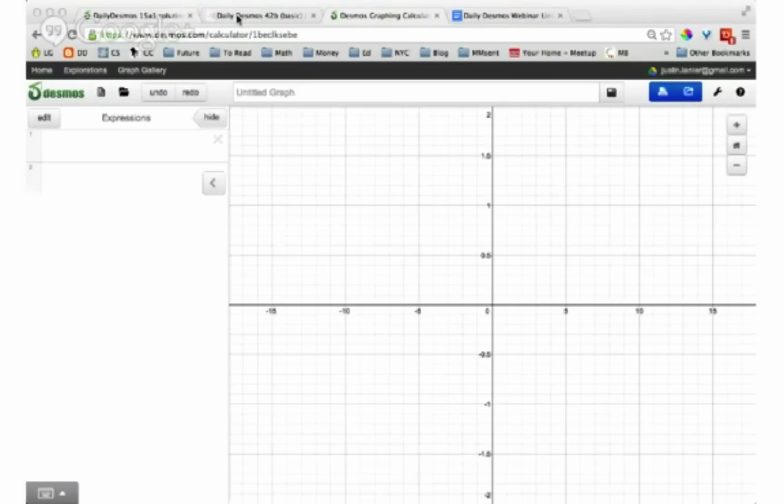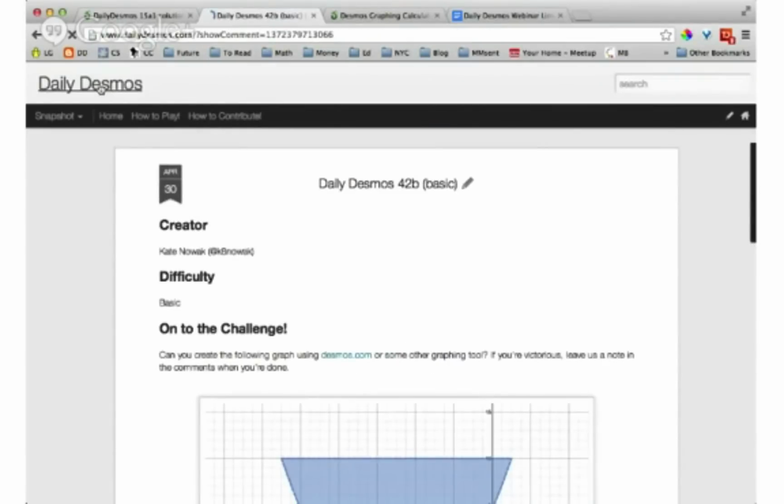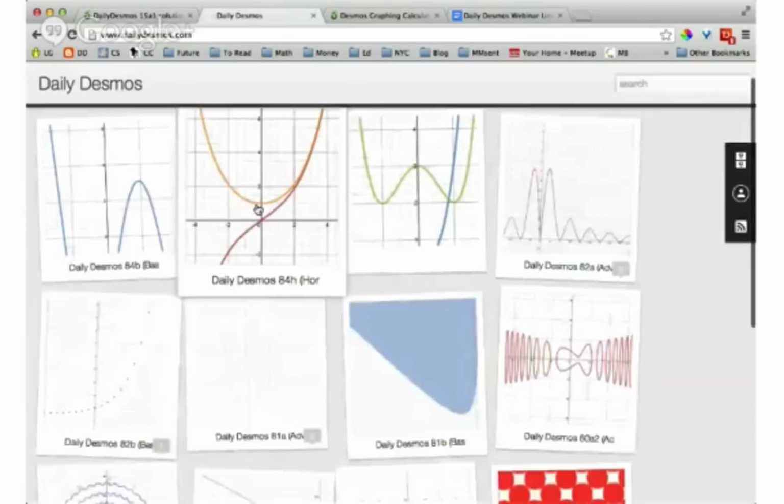So when I say playing around, we can take Kate's graph solution, we can start messing with this to make this a little bit more complicated. So we can change that 10, for instance, just to make this sort of fancier.